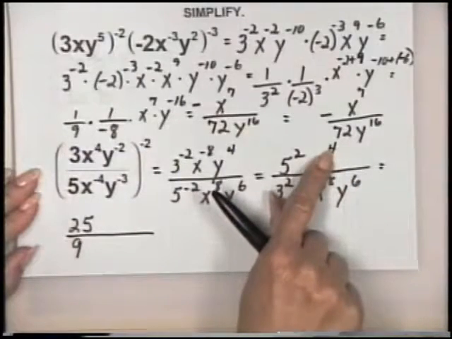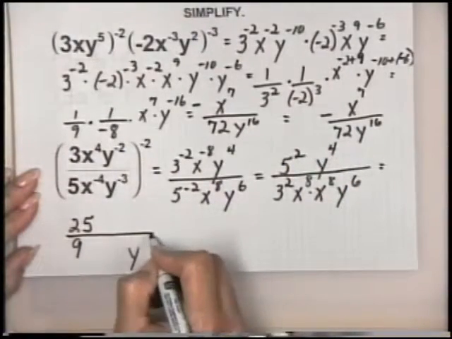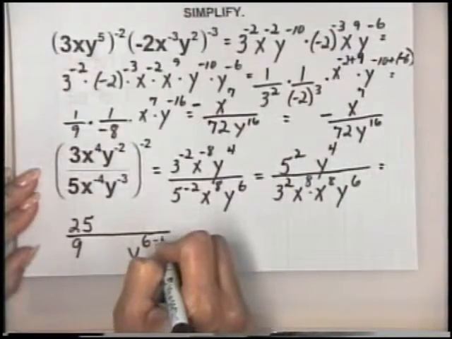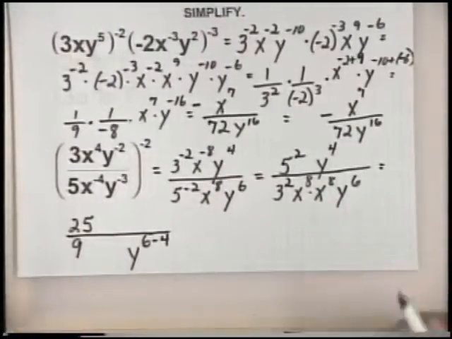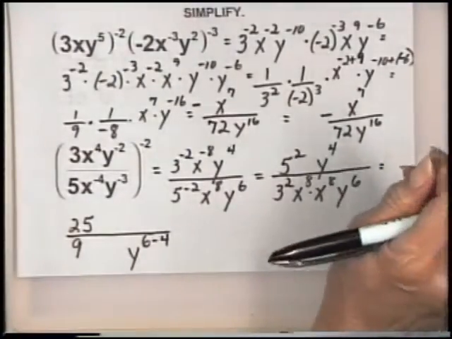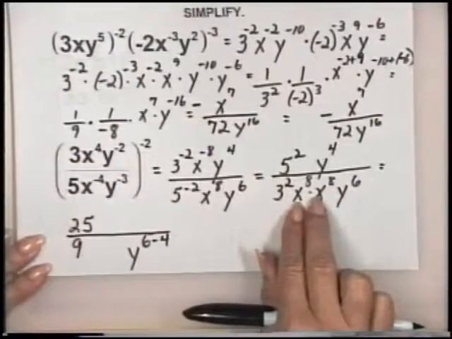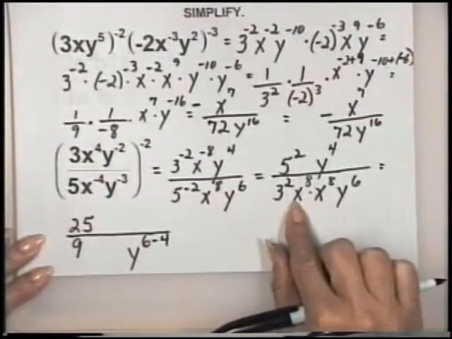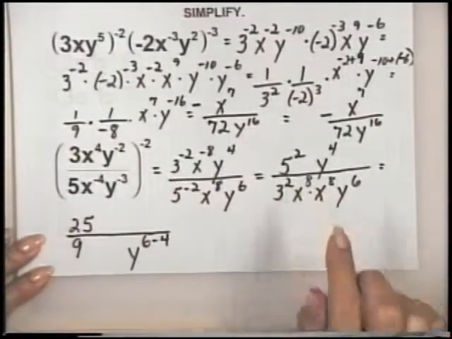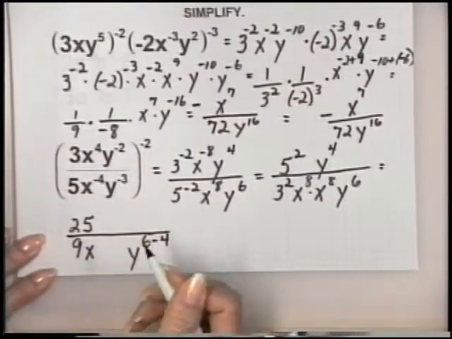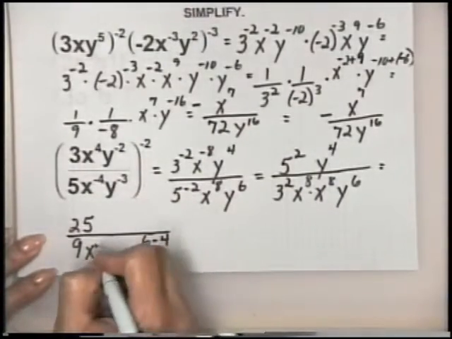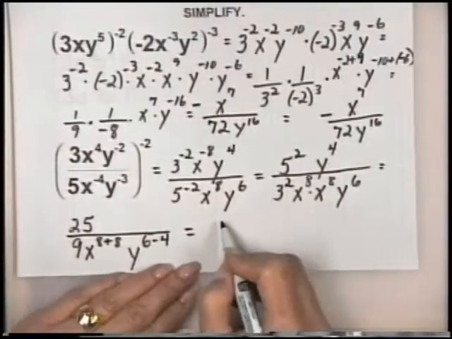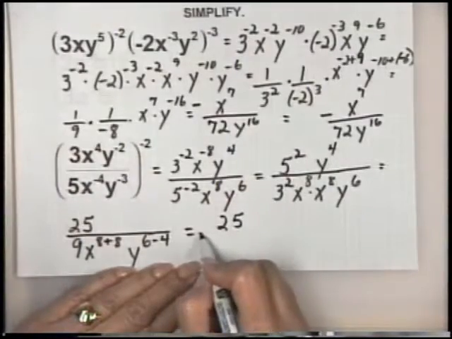My division rule tells me that because this 6 is larger than that 4, the y's will stay in the denominator, and to get the power, I will subtract exponents. I will say 6 subtract 4. So that should take care of my division on my y's. My x's are both in the denominator. I am multiplying in the denominator x to the 8th times x to the 8th. When I multiply like bases, I add exponents. So I will have x to the 8th plus 8.